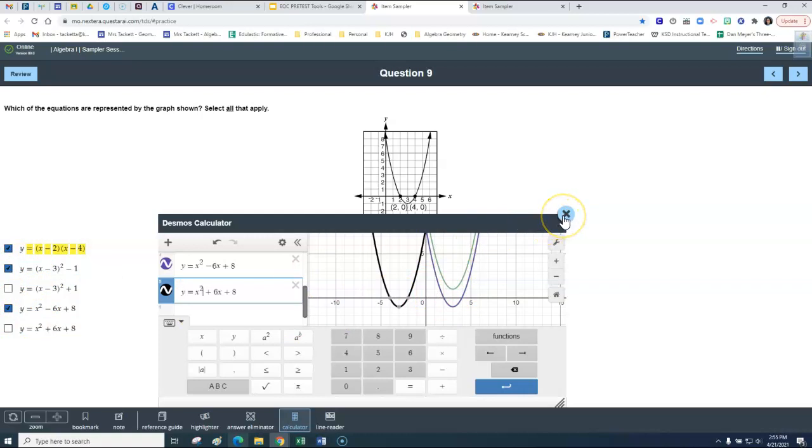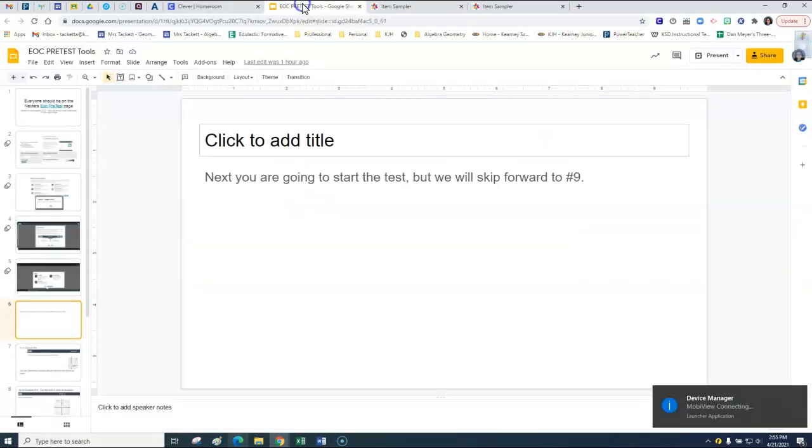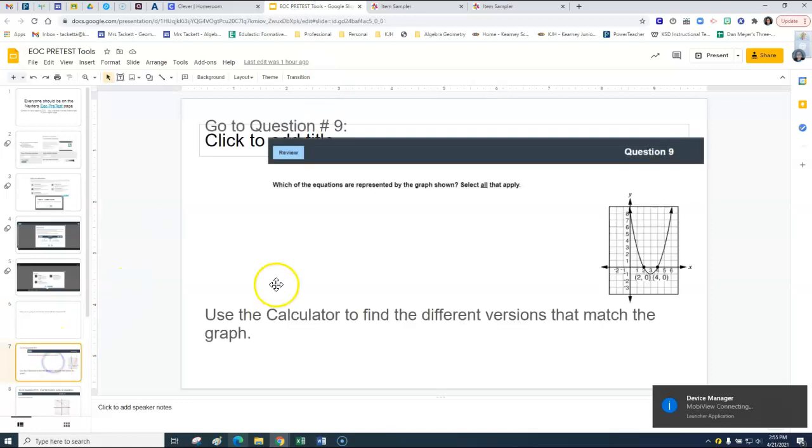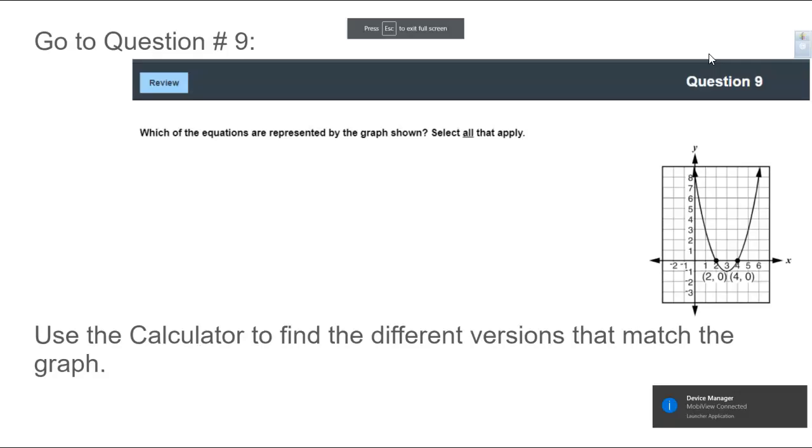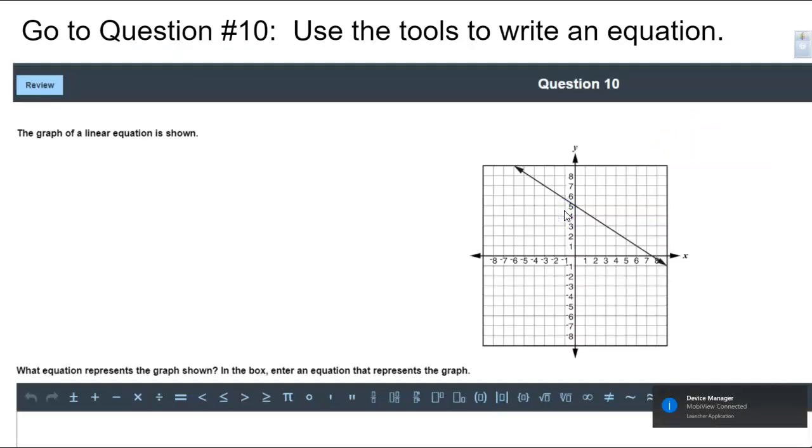Okay, the worst thing about this is that you have to try everything, but that is better than not trying anything at all. Okay, so then we're going to go to number 9. You have to use the calculator to find different versions that match the graph. We've done that. Okay, we're now going to go to question number 10.